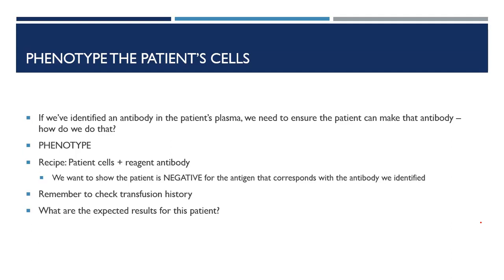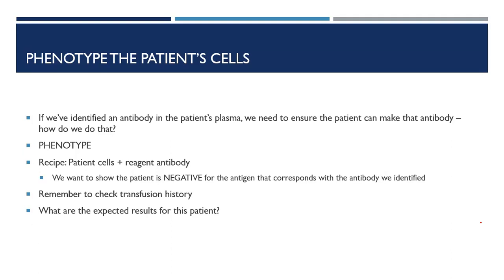In the case of an RH phenotype, big C is in the RH system. Most of those, and not all, but most of that antisera is monoclonal in nature, and so it can be done at media spin phase. But be sure that you read the package insert that corresponds to your specific antisera. So again, we want to show the patient is negative for the antigen that corresponds with the antibody that we identified.